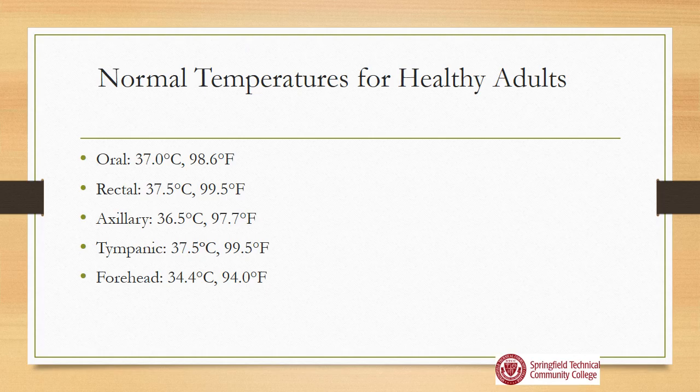What are normal temperatures for healthy adults? 98.6 oral, 99.5, a little higher for a rectal temp. Axillary is a little bit lower, 97.7. The tympanic is a little bit higher at 99.5, and forehead temps tend to run a little bit on the lower side, 94.